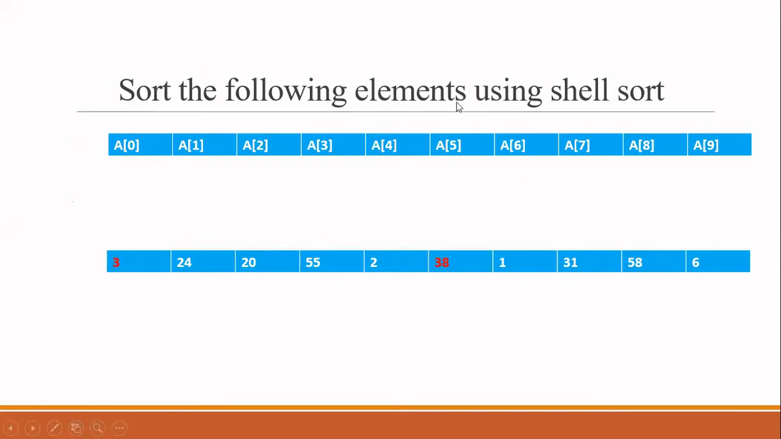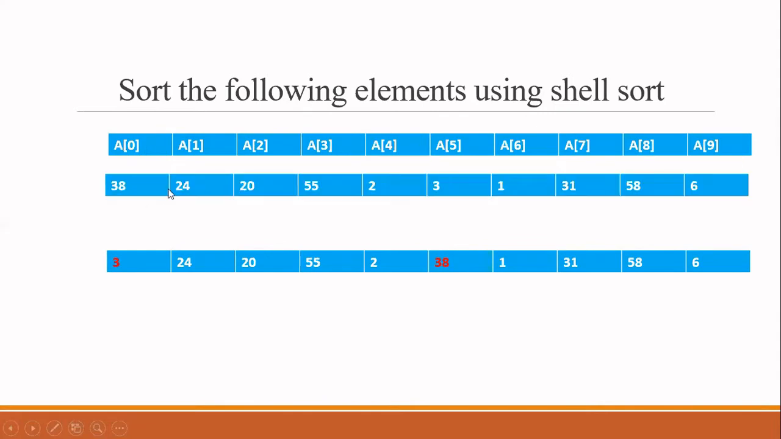Sort the following elements using shell sort. Now I am going to store the elements in an array. Initially, I'm going to consider that my array has 10 elements, so the indices of the elements will be from 0 up to 9. Now these are all my elements. I have a total of 10 elements stored in the array.